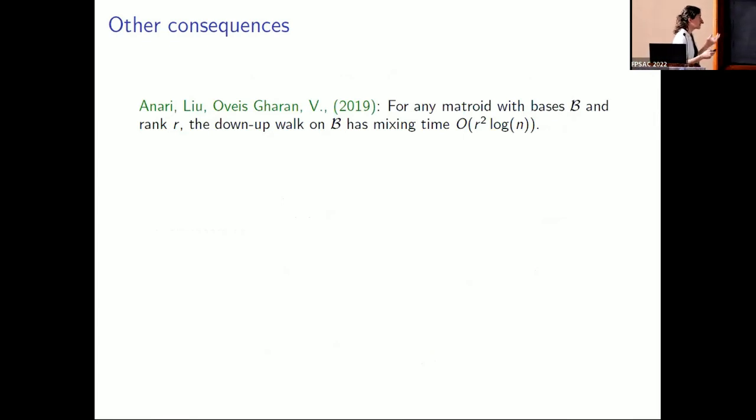Okay. So some consequences of this, I already mentioned some, but in particular, since the generating polynomial for the bases of any matroid has this property, the down-up walk on the bases of a matroid mixes quickly. In particular, if you go through the translations of the eigenvalues and the theory I gave you before, it'll mix on the order of r squared log n, where r is the rank of the matroid and n is the size of the ground set.